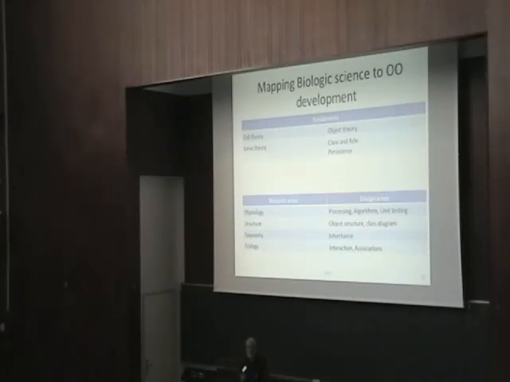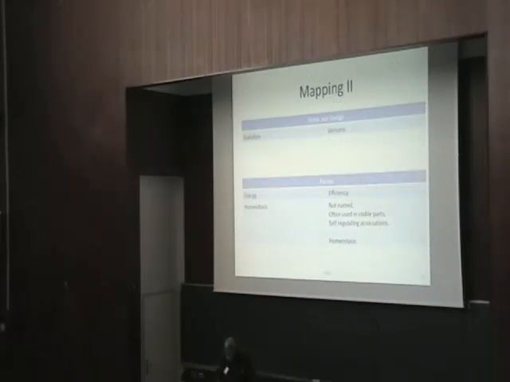Then comes the design or research areas. Physiology is algorithms. Structure is object structure, class diagram. Taxonomy and inheritance, and ecology comes to interaction of objects. Finally, a thing which is in theory of biology twice, that's evolution, is both in design or research and in fundamental powers. The last is energy, which is efficiency. And finally, homeostasis. That's not named in information, in computer science. Well, hardly. It's not named.